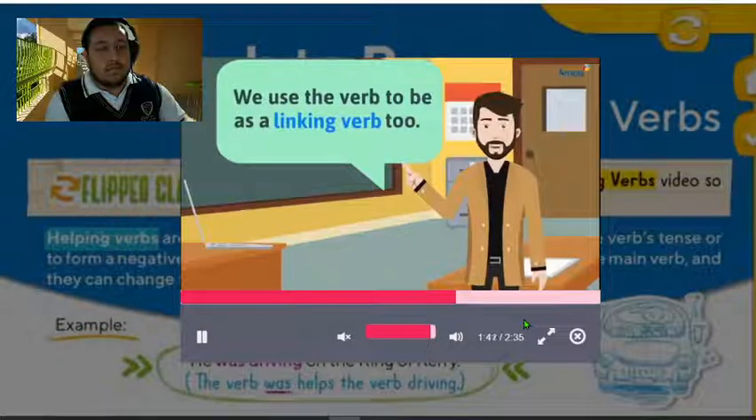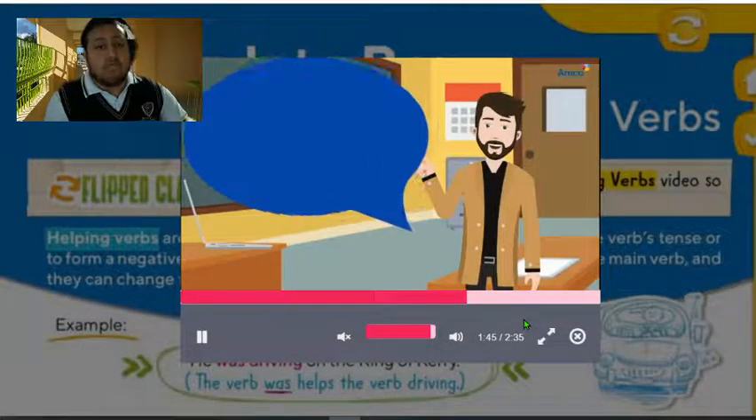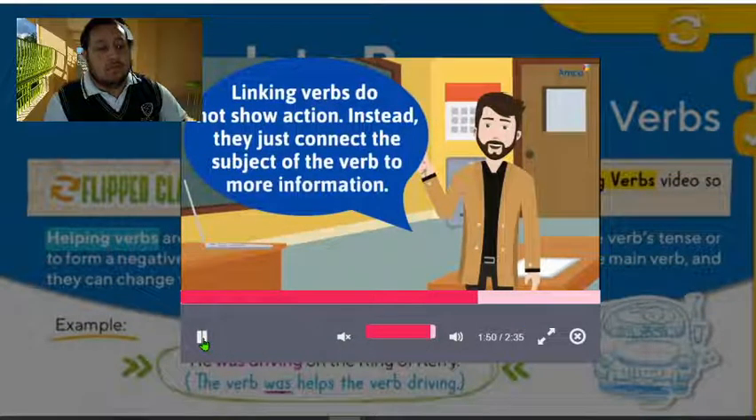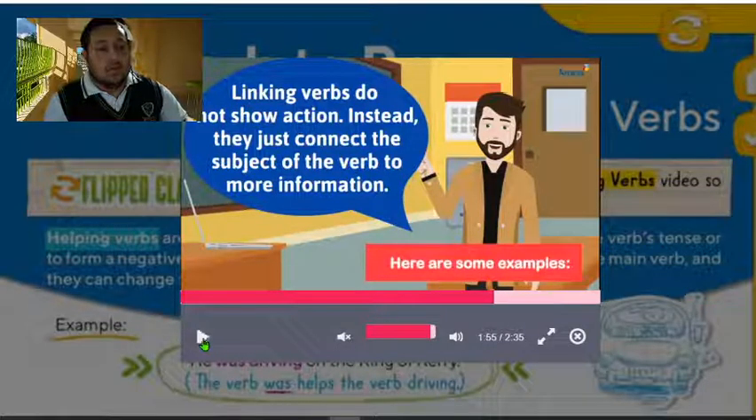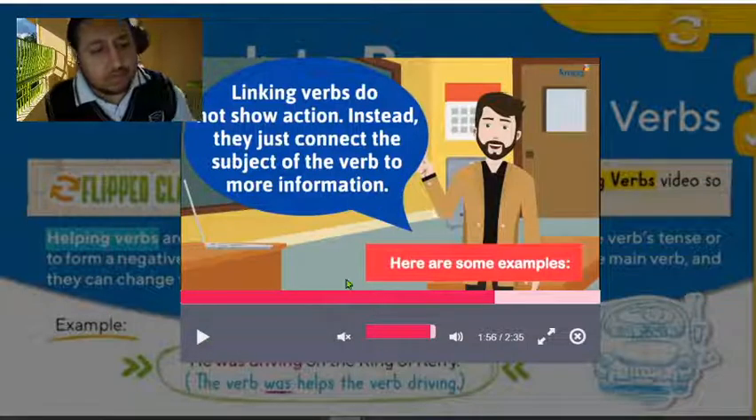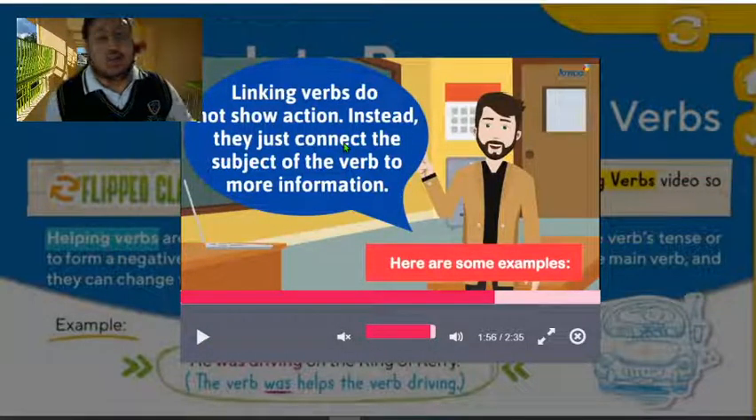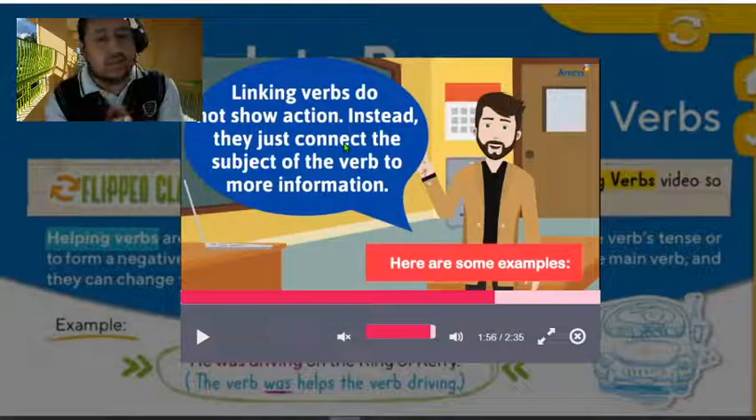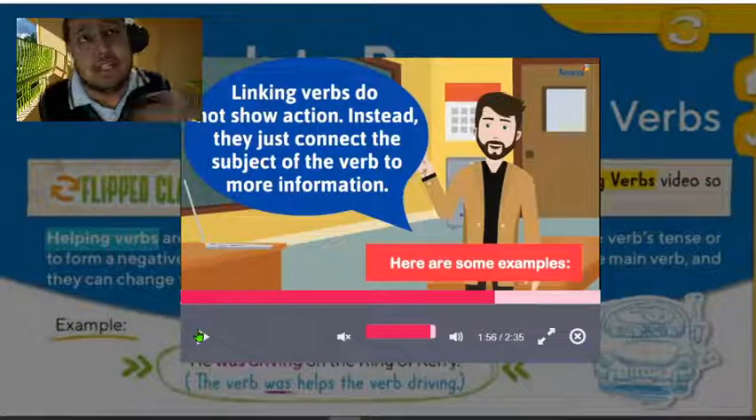We use the verb to be as linking verb too. Linking verbs do not show action. Instead, they just connect the subject of the verb to more information. Here are some examples. La otra forma, linking verbs, como dice aquí, no muestran acción. No es como la de ahorita de I was reading a book. No, ahí estoy mostrando una acción. Estas no muestran acción. Simplemente es como she was in the school.